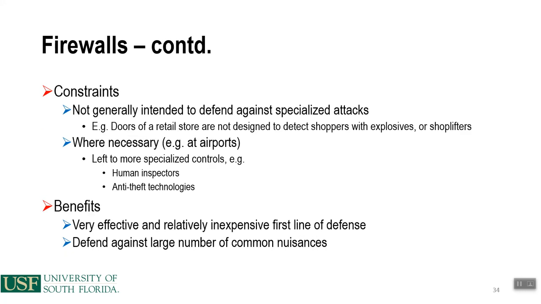So some of the constraints with firewalls is that they're not generally intended to defend against specialized attacks. So the doors of a retail store are not designed to detect shoppers with explosives or shoplifters. But one of the benefits is that they're a very effective and relatively inexpensive first line of defense. They defend against a large number of common nuisances.